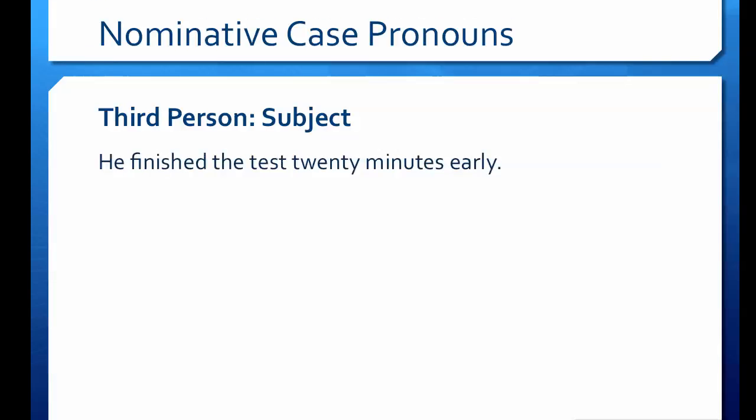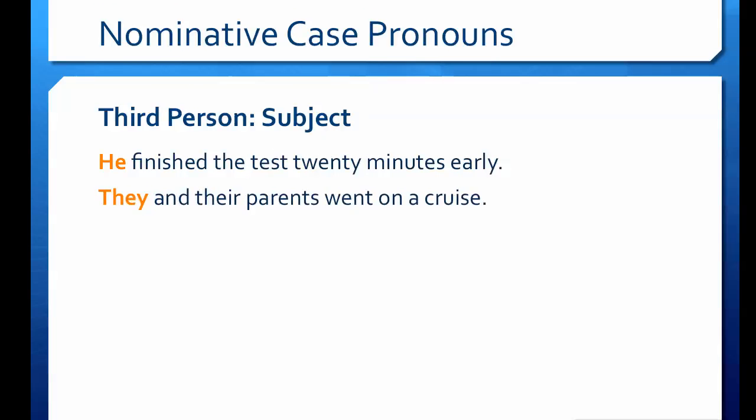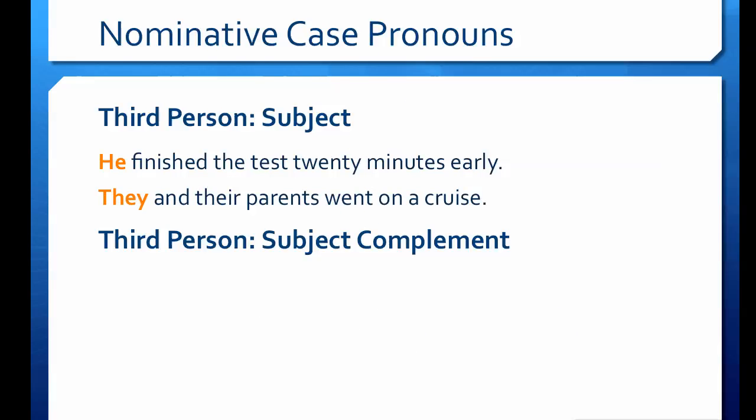Third person, when it's functioning as the subject, he finished the test 20 minutes early. They and their parents went on a cruise. As the subject complement, we have it was he at the door. And I know it sounds weird that you want to say it was him at the door, but technically, if we're adhering to the traditional grammar rule, because I have a linking verb, he is functioning as a predicate nominative. It's the predicate nominative, it needs to take the nominative case.